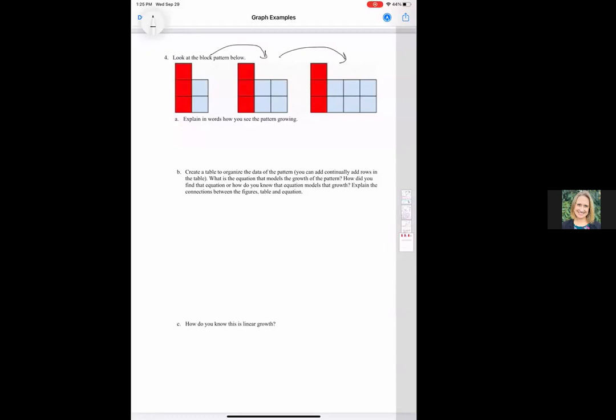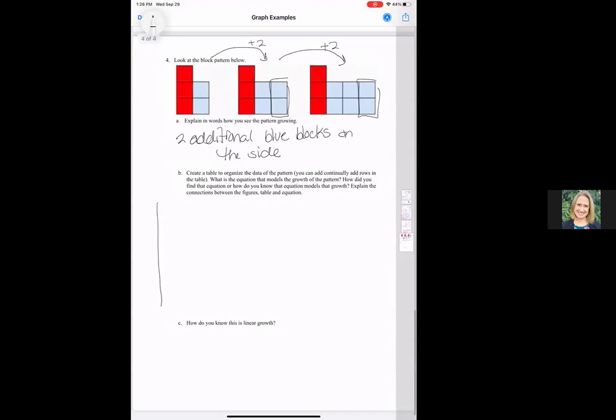And what I can see is that we have 2 additional blue blocks on the side. So we can see this pattern of it growing by these 2 blue blocks. Now we can make a table. If we want, we can call these our building number.